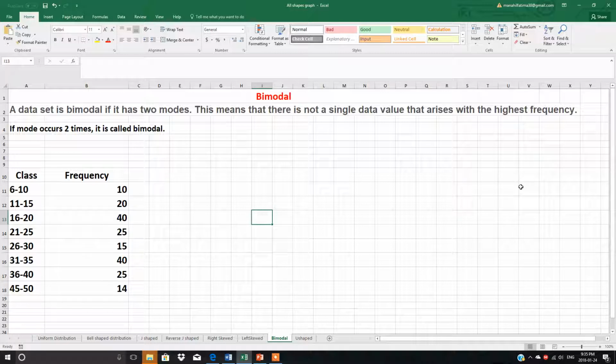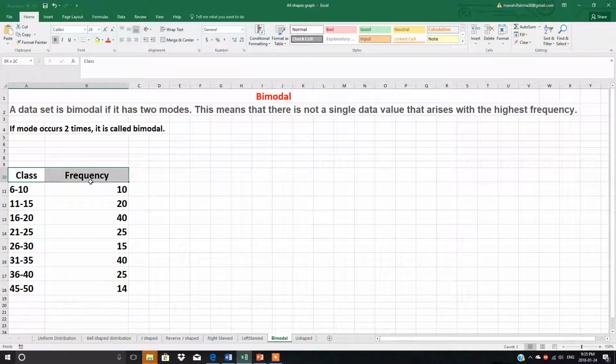Suppose we have 20 numbers and out of these 20, 10 occurs 5 times, then 10 is called the mode. So if the mode occurs 2 times, what does it mean? Suppose we have this data, we have 40 here, 40 here. We have 25 here, 25 here. So there are two modes. We cannot say that this 40 is the mode. No, 25 and 40 both are considered as a mode.